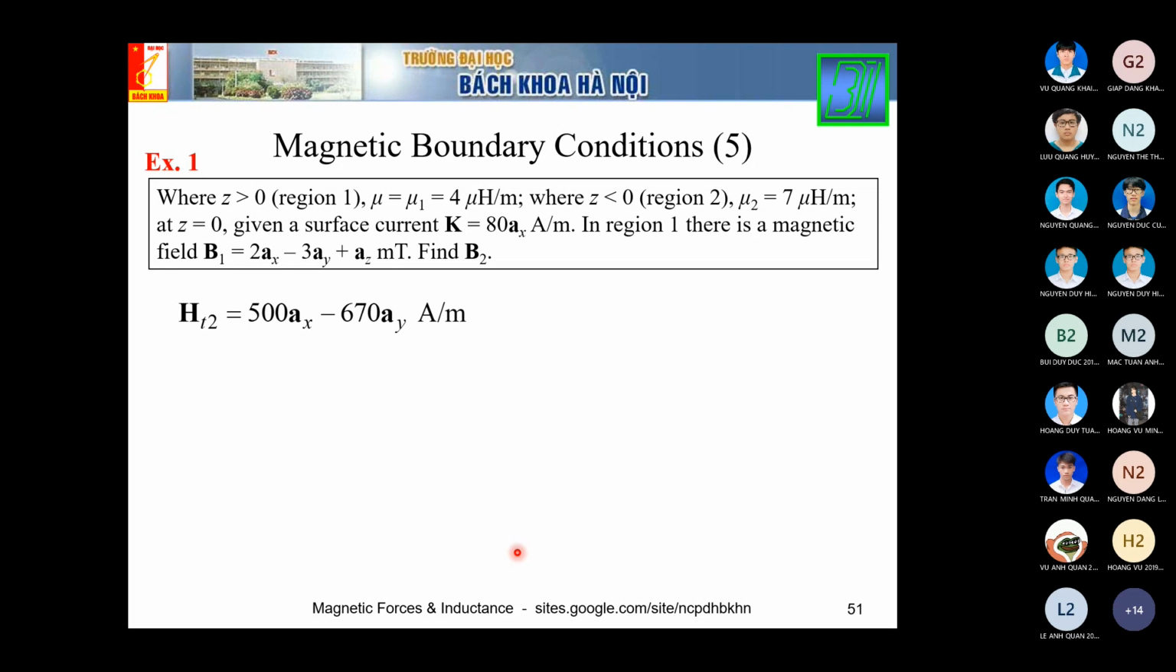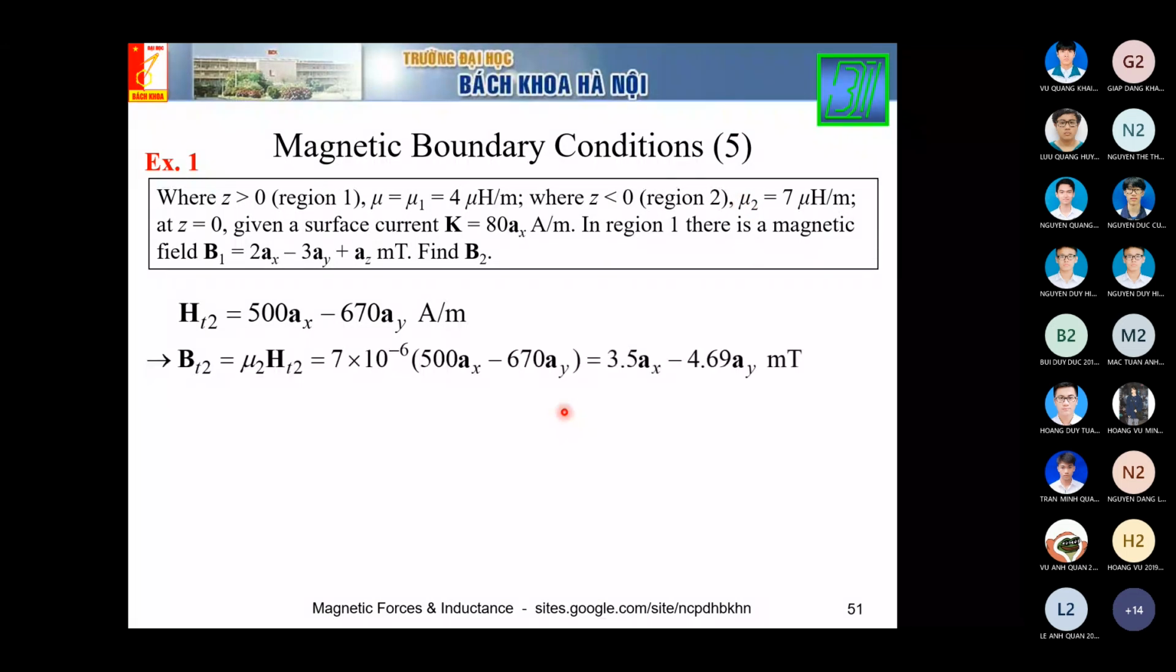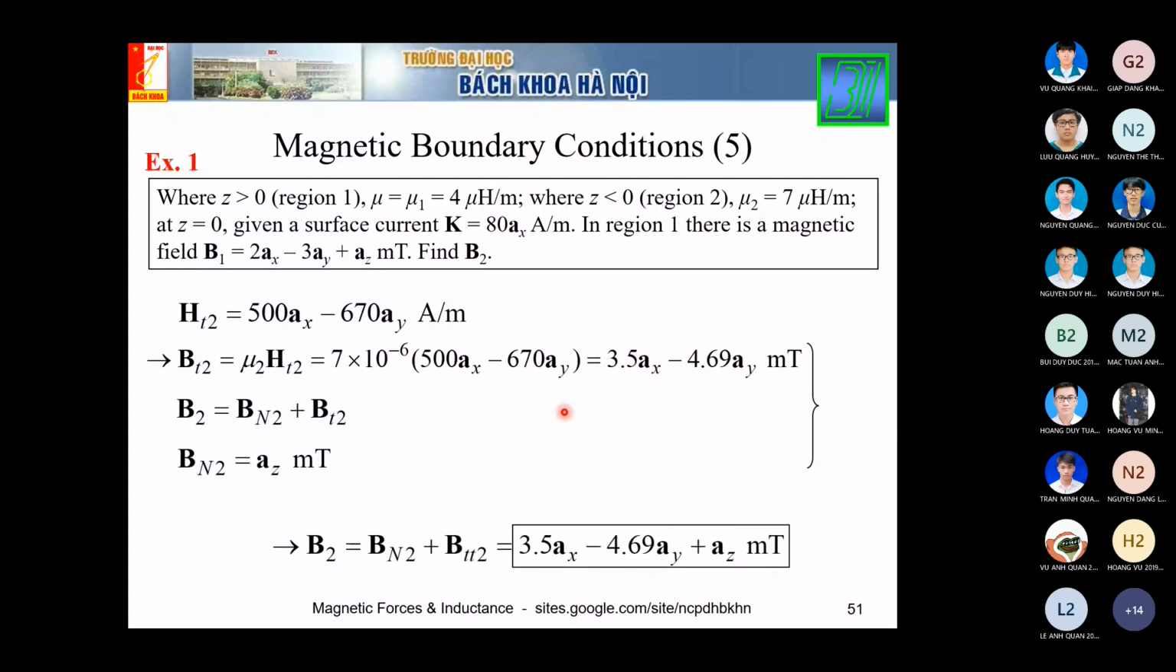So this one is HT2, and we have to find B2. Once again, we have to transform this one from H to B by using, of course, the permeability of the second environment, which is mu2. And finally, B2 will be the summation of the two just found components. Okay, we got Bn2, we got Bt2, and here you are.